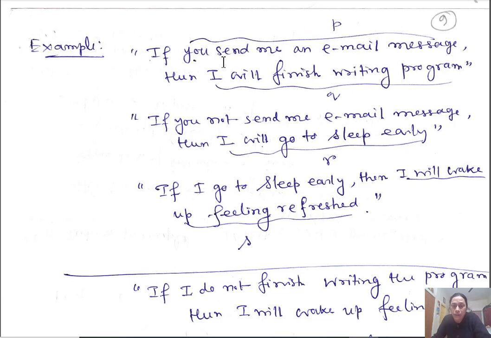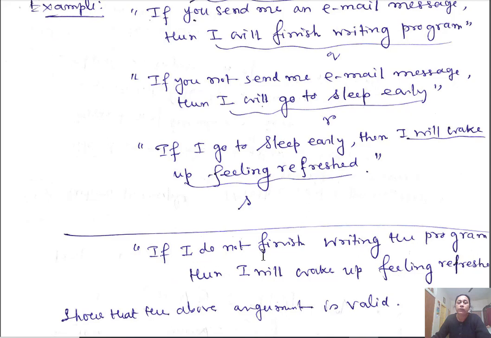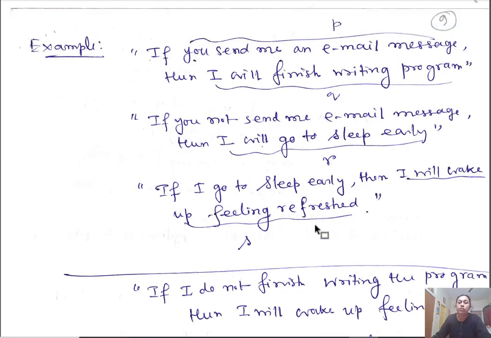Okay, so the first one says you send me an email message. This is your proposition P. From this whole thing, my conclusion is: if I do not finish writing the program, then I will wake up feeling refreshed. Whether this argument is valid or not. So you are asked to show the argument is valid. So I will convert it into symbolic form.